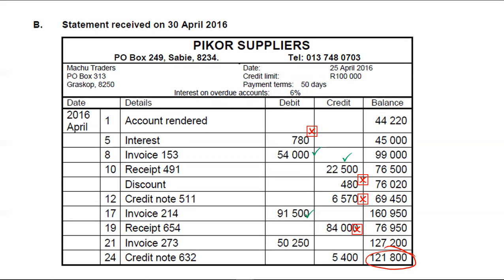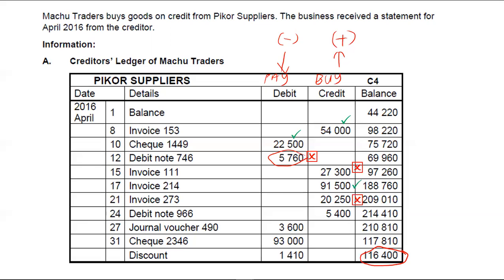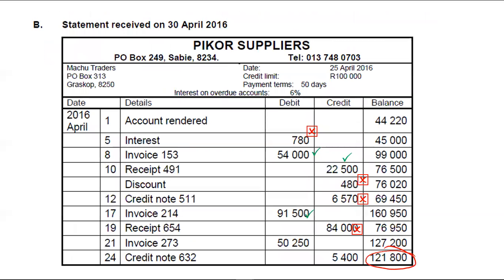And then there is 50,250 on the 21st. Basically, this 50,250 and that 20,250 actually refer to the same transaction on the 21st, and it's invoice 273. So one of us, between the creditor and us, someone is wrong. So basically, I'm simply going to cross it, okay? I'm going to cross it.